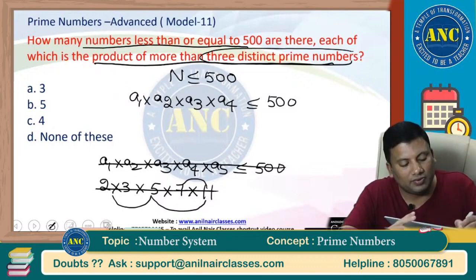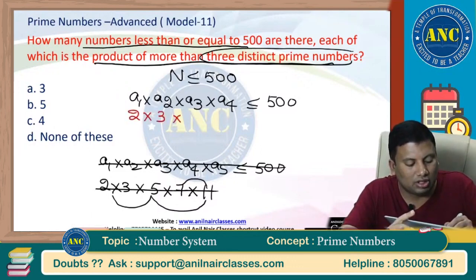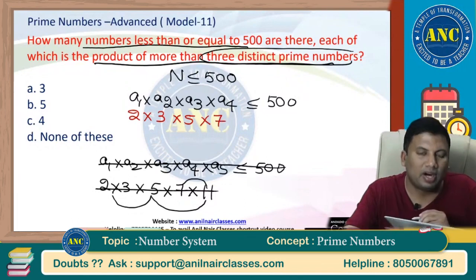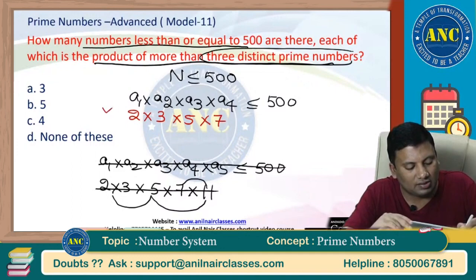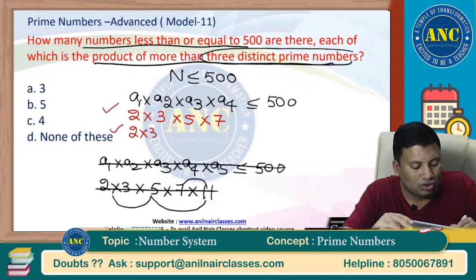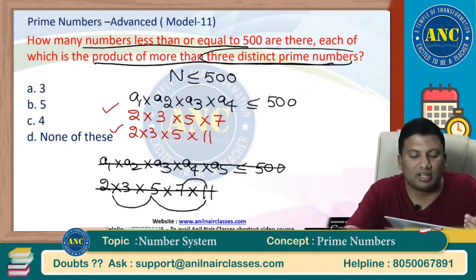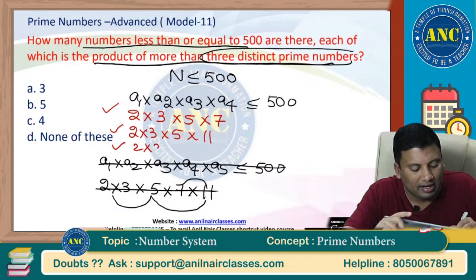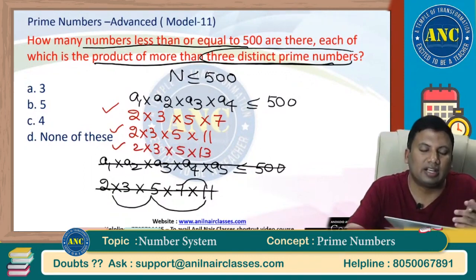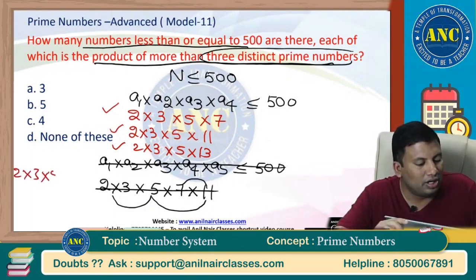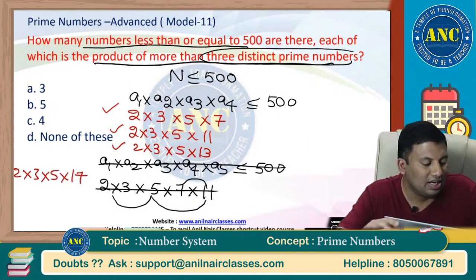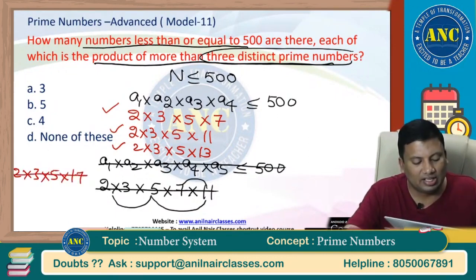Now, 4 numbers we have to take. So it is 2, 3, 5, 7. Let me see if the product is less than 500. 6 5s are 30, 30 7s are 210. This is perfect. Next one, 2, 3, 5. Let me take the number after 7. What is the next number? 11. 30 into 11, 330. This is also perfect. Let me take the next number, 13. 6 5s are 30, 30 13s are 390. It is also perfect. Next it is 2 into 3 into 5 into 17. 30 17s are 510. It is not possible.